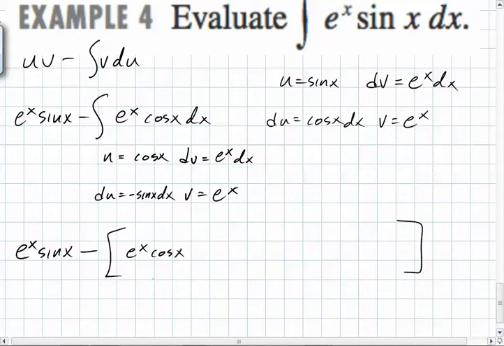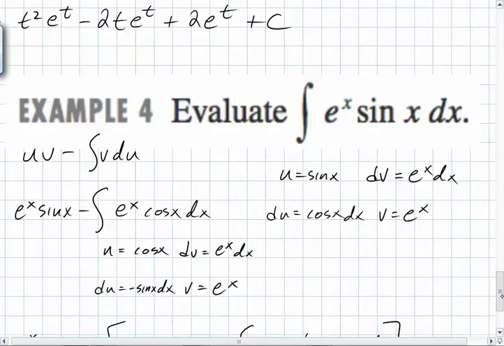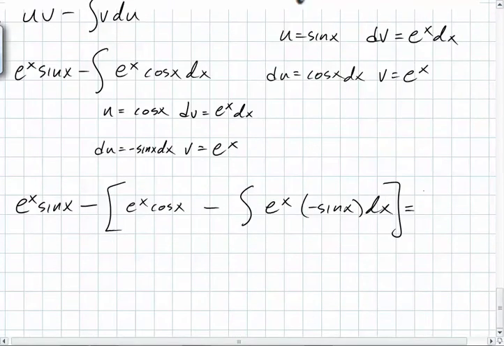Nice, okay. So then we have to subtract the integral of v du, which is negative e to the x times sine x dx. You see that right there? So what is this? What was the original thing we set this equal to? The integral of e to the x sine x dx, right?